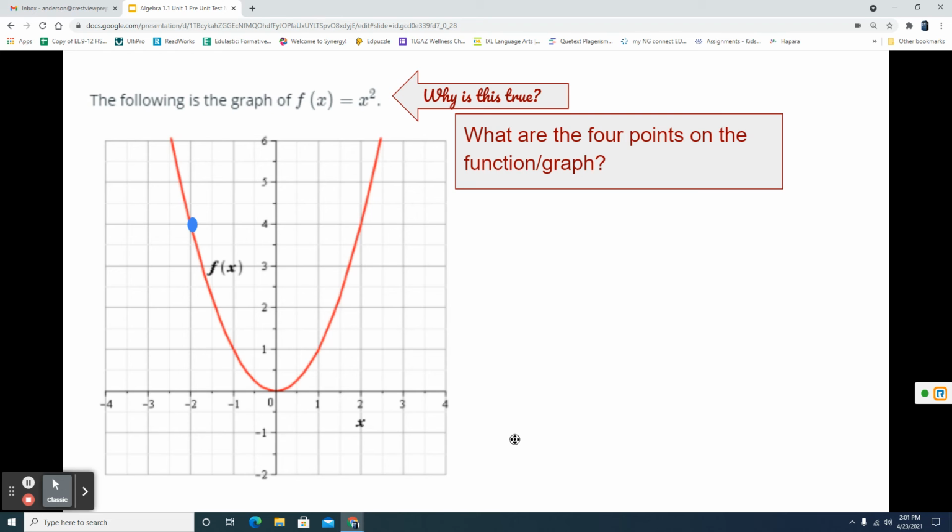The following is the graph of f(x) equals x squared. Why is it true? Again, pick 4 points on our function graph.